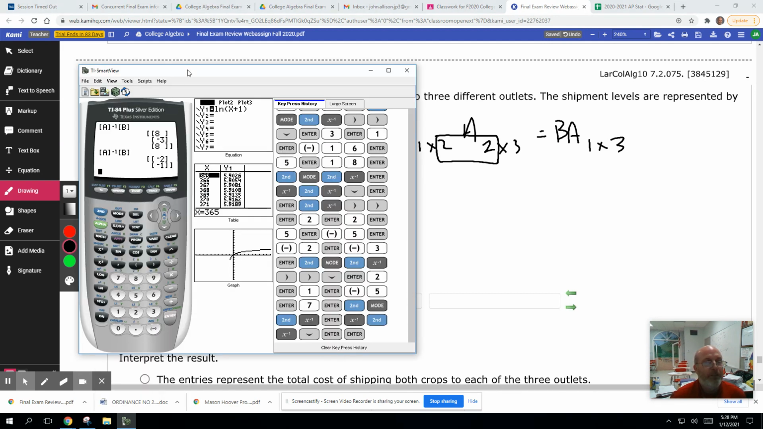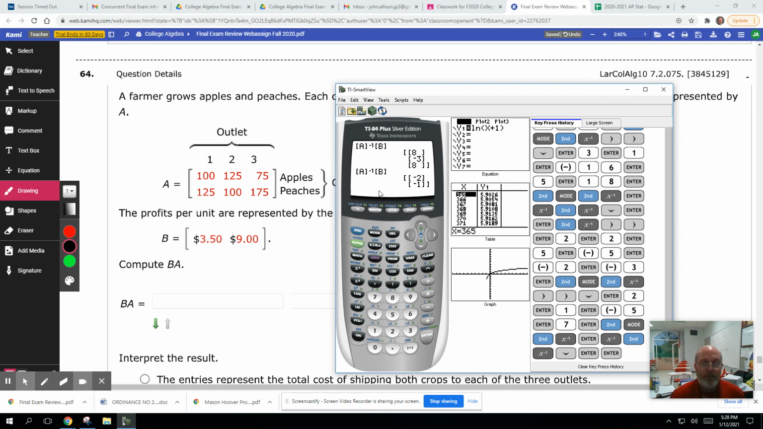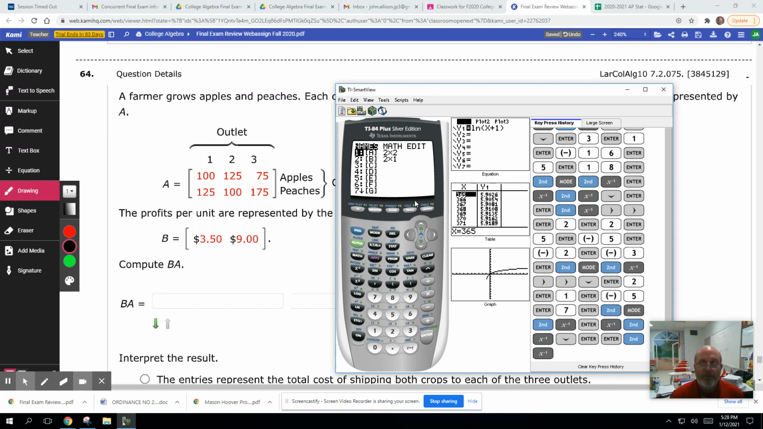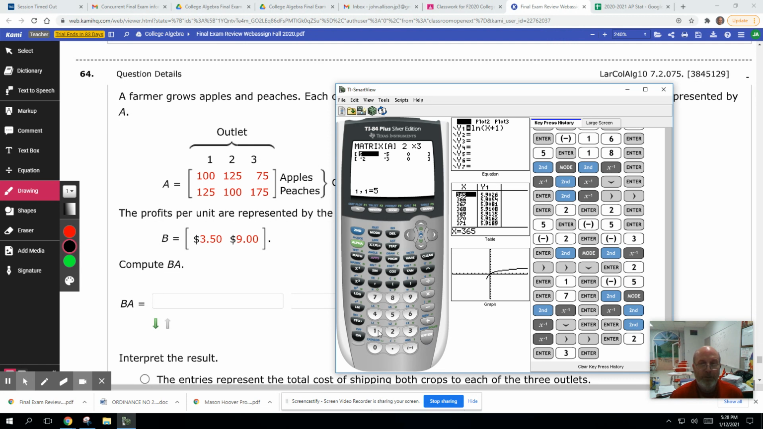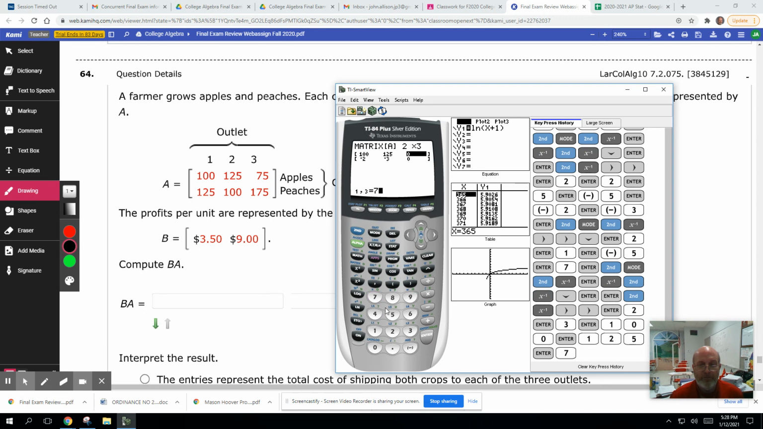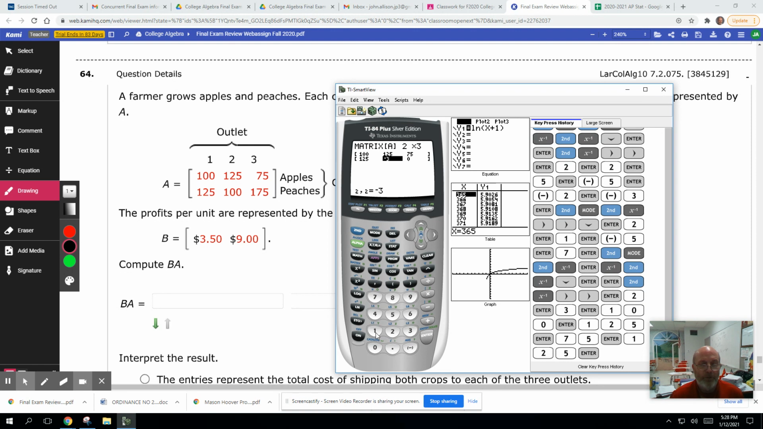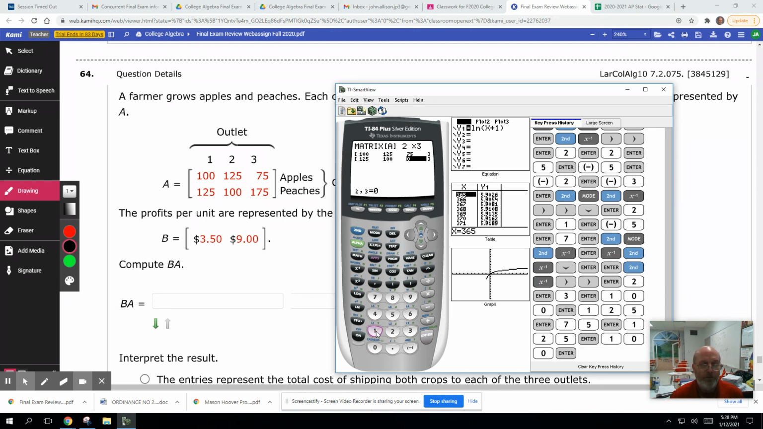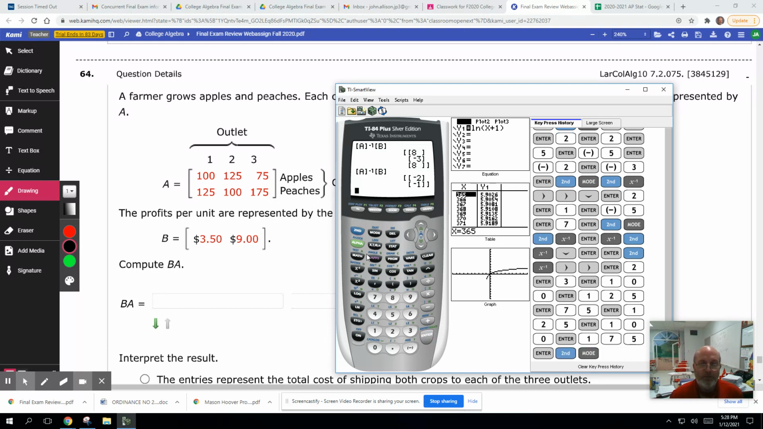We're going to put the matrices B and A in our calculator. So we're going to do second matrix, then go to edit. We have to set the dimensions. For A, it's going to be a 2x3 matrix. So we set those dimensions 2x3 and load the matrix. It's going to be 100, 125, and 75, and then 125, 100, and 175. Then we get out of that with second mode to quit.